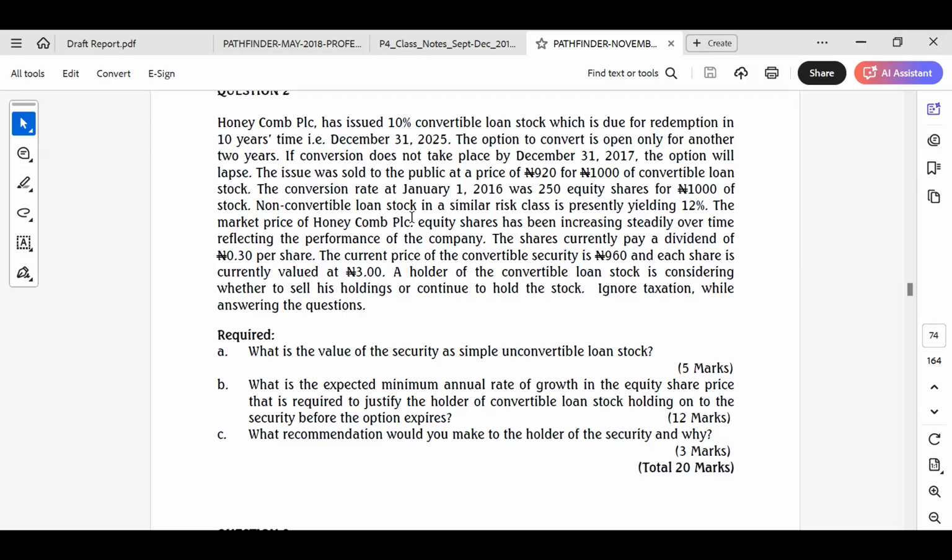Okay, very well. Now let us look at how we can solve this question. We are just going to calculate it. Our coupon is going to be 10%, because 10% is for convertible loan stock, but convertible and non-convertible loan stock are in a similar risk class. Non-convertible loan stock has a 12% yield. That is the cost of capital. The maturity is 10 years, and the redemption value is going to be 1,000. We are going to assume that the redemption value is 1,000. So I think we have all the details we need to calculate the market price of this bond.